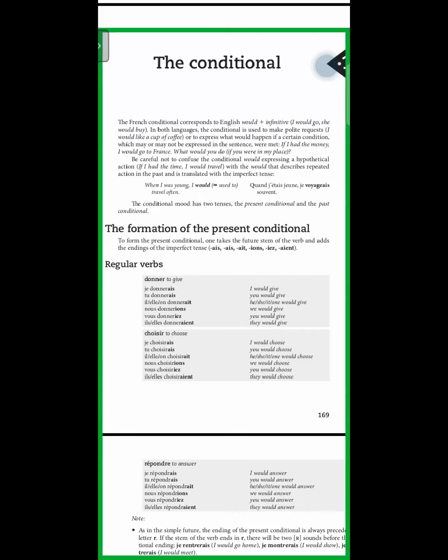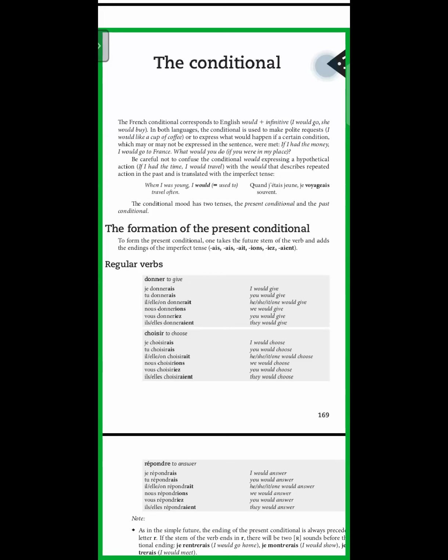Be careful not to confuse the conditional would, expressing a hypothetical action. If I had time, I would travel, with the would that describes repeated action in the past, with the imperfect tense. When I was young, I would travel often. Je voyageais souvent. The conditional mood has 2 tenses: the present conditional and the past conditional.